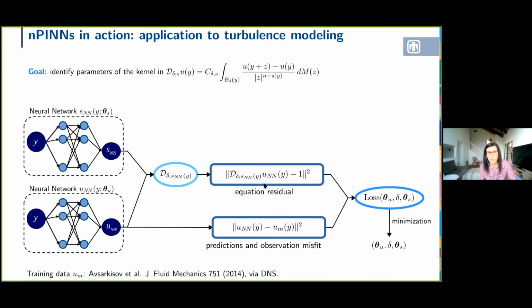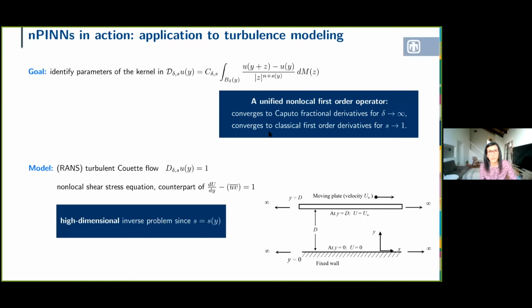So what's this equation? I'm going to go back to the application. This equation is the non-local shear stress equation for a turbulent flow, and it's the counterpart of the shear stress equation in the local case. The Couette flow is basically summarized in this picture.